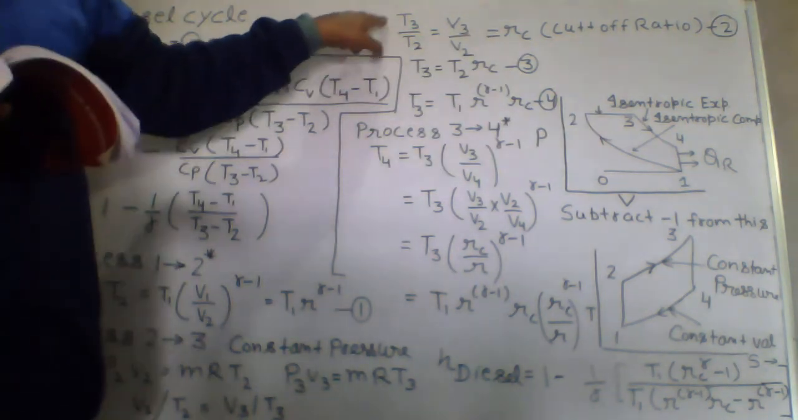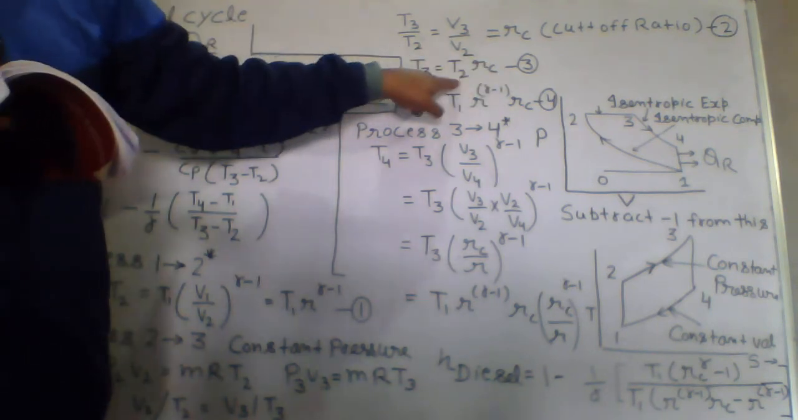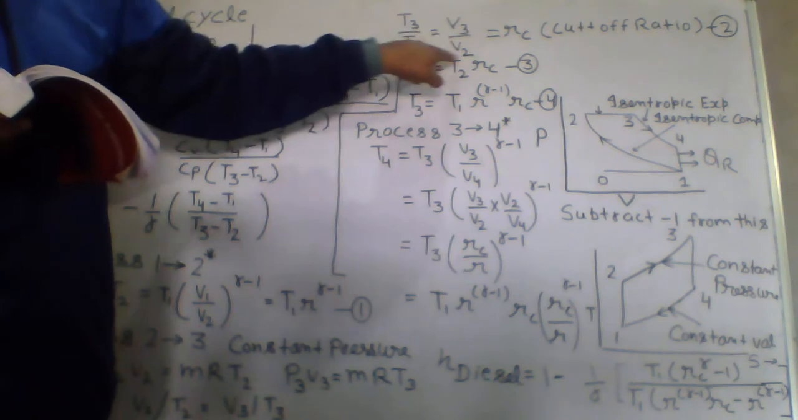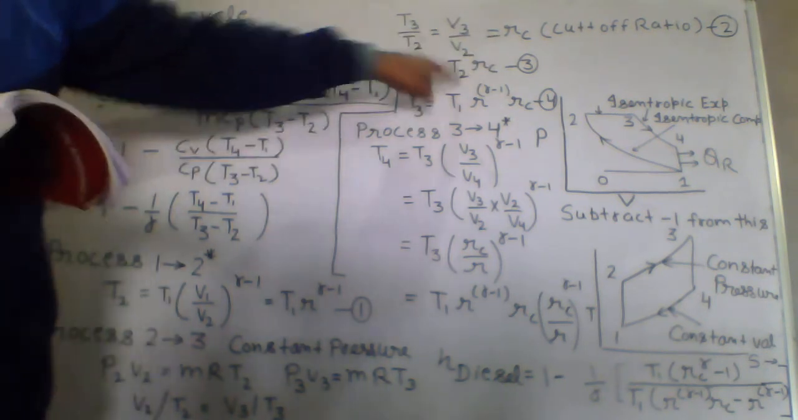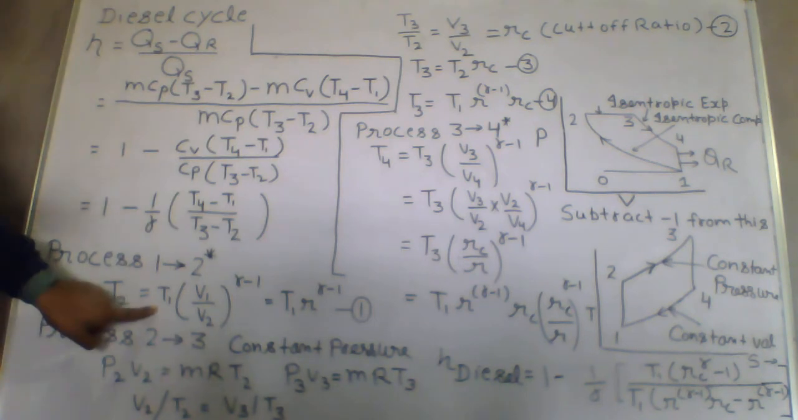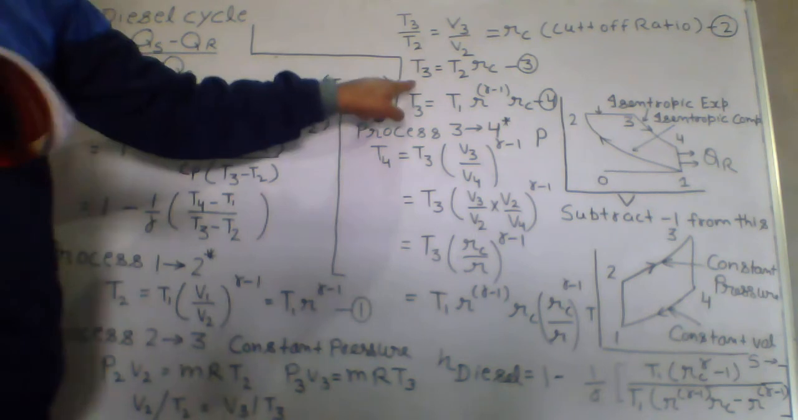So from this equation, you will get another equation here: T3 is equal to T2 rc. We will replace V3 by V2 by rc. So T3 is in terms of T2. Now we had T2 in terms of T1. Up to here, we had T2 in terms of T1, and we have T3 in terms of T2.